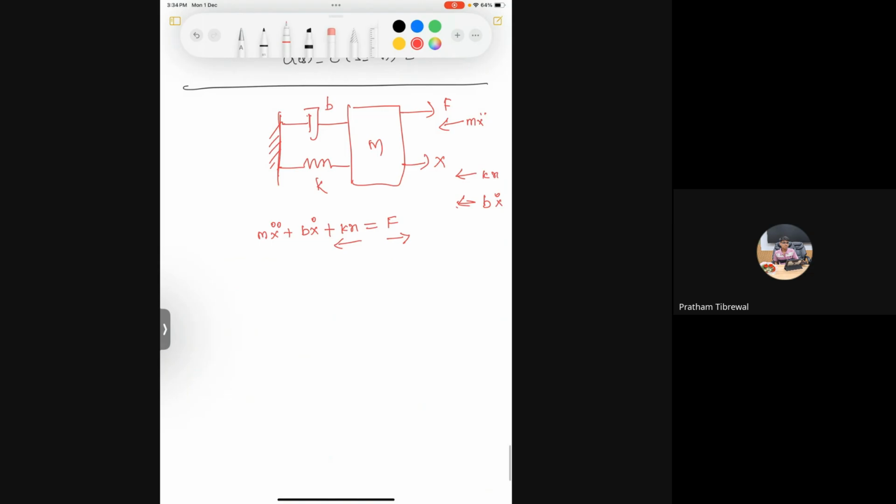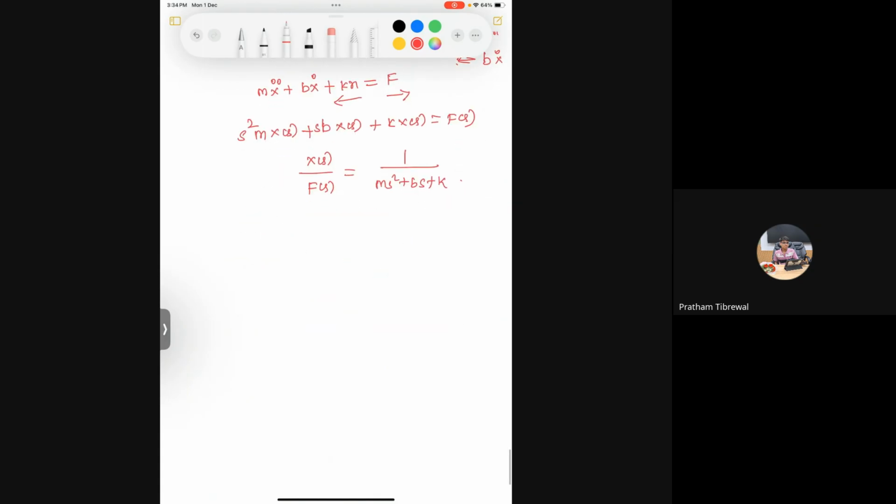From this, how will you write the transfer function? It will be again s square m X of s with zero initial condition, s b X of s plus k X of s equal to F of s. Then this will be X of s divided by F of s. Then it is 1 by m s square plus b s plus k. Now this is your transfer function representation of the same system.